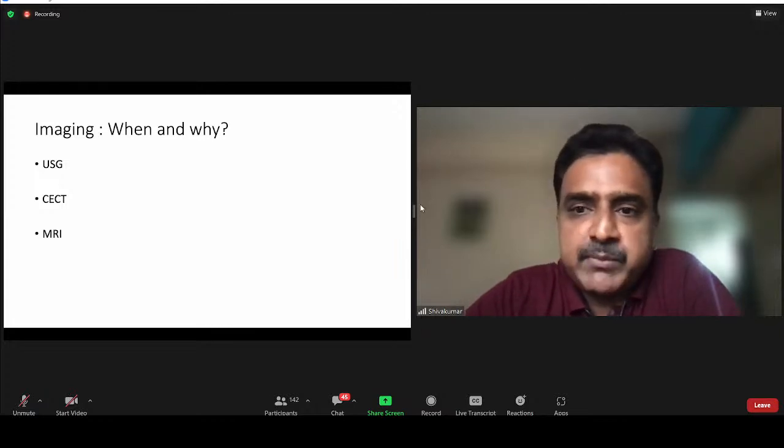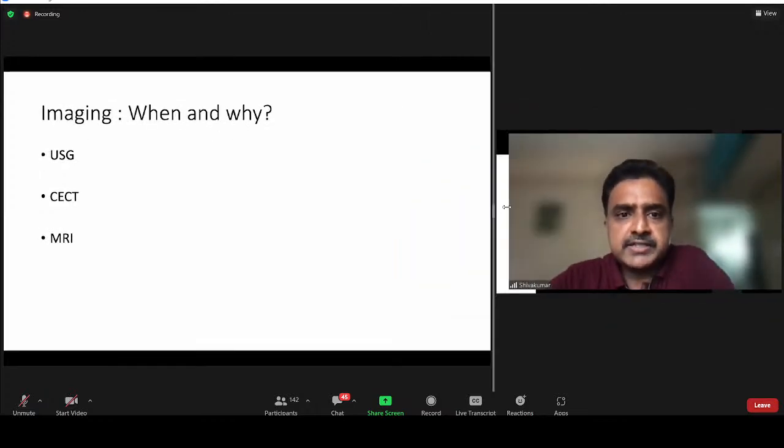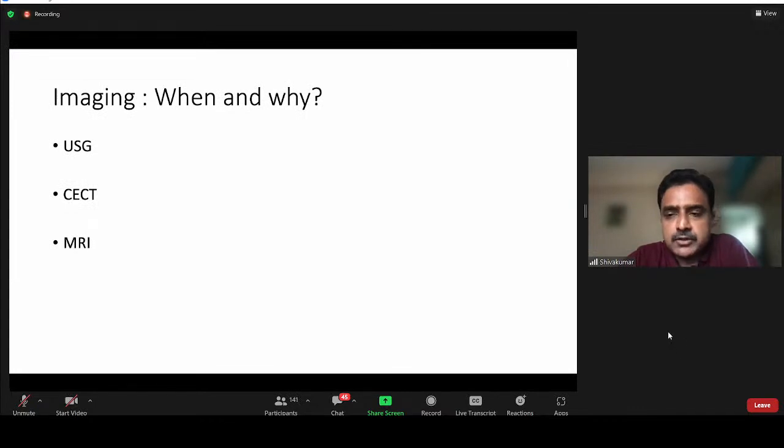So the next question to the panel is how would we go about evaluating this patient. Let's start with the imaging. I'll put this question across to Dr. Sudhir Nair. Sir, imaging, what would you prefer? Ultrasound, CT scan, MRI?